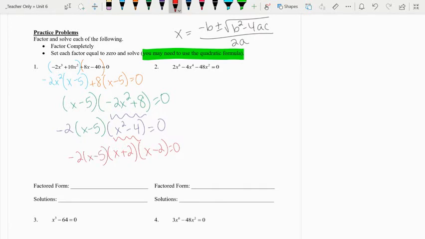okay? In the very beginning, you could have recognized that you take out a -2 just to start, and you would have ended up in the same spot as where we are now. So that is our factored form. Then we would just need to set each equal to 0.